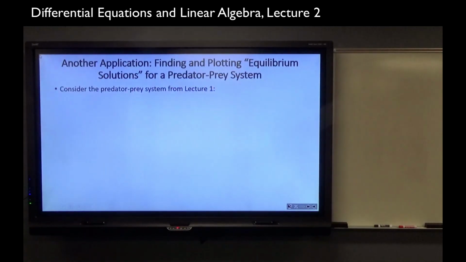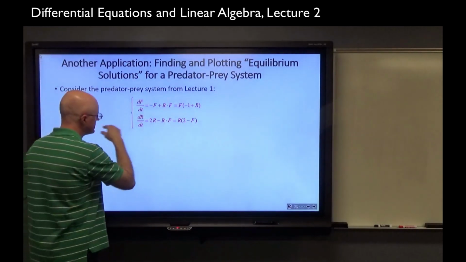Another application, finding and plotting what are called equilibrium solutions for the predator-prey system. So consider the system from lecture 1. Nonlinear system, we drew solutions to this before.